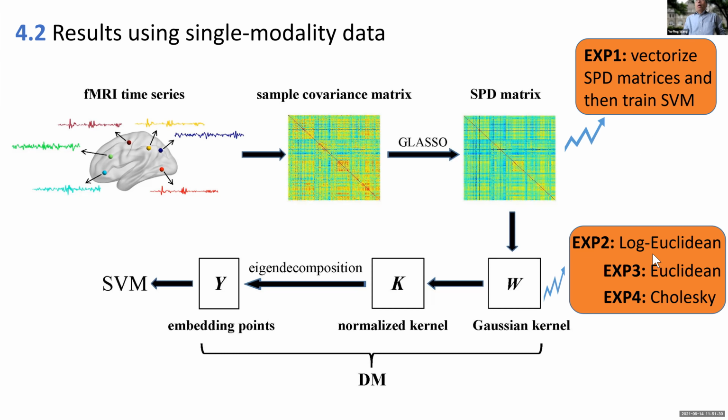and the third and fourth experiments, we use 3 different distance metrics to construct the Gaussian kernel, followed by the diffusion map, and then use the features extracted by the diffusion map as the input to the SVM classifier.